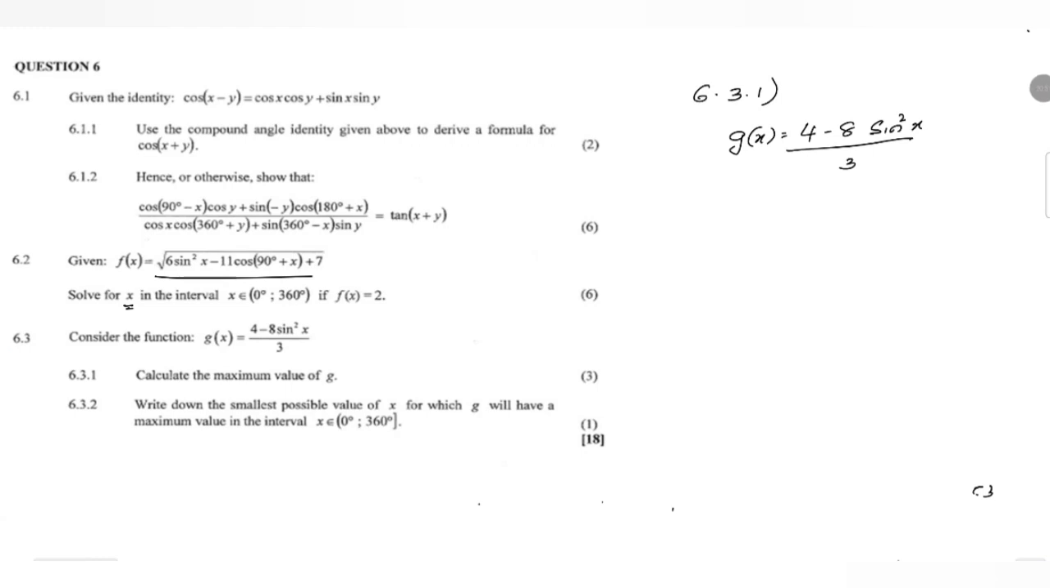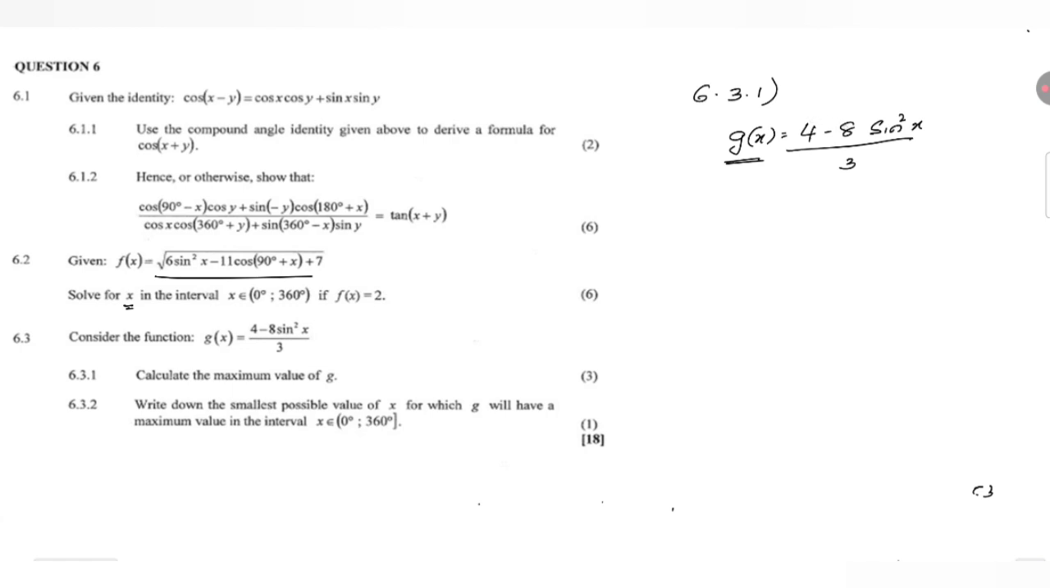All right, now we move to question number 6.3. There is a function given: g of x is equal to 4 minus 8 times sine square x over 3. Calculate the maximum value of this function. Maximum value of this function. That is the maximum y value. Okay, so look at that.